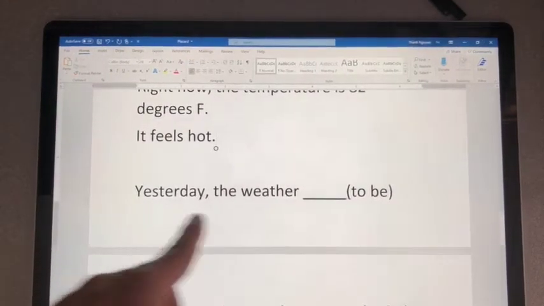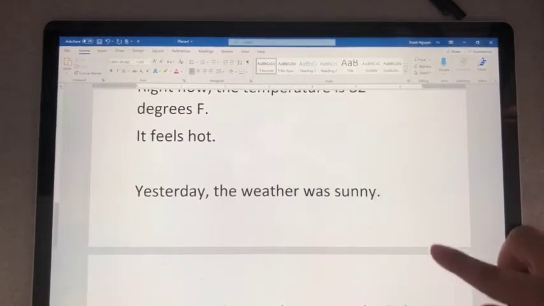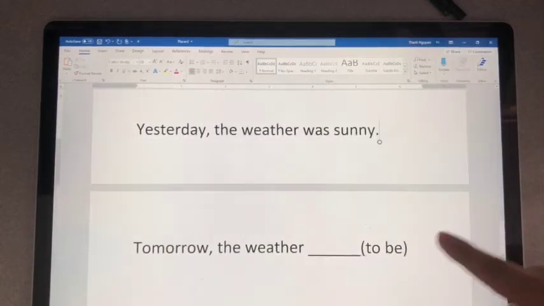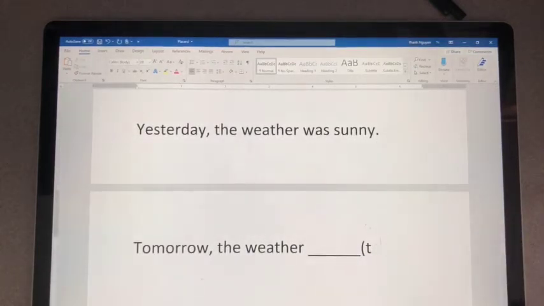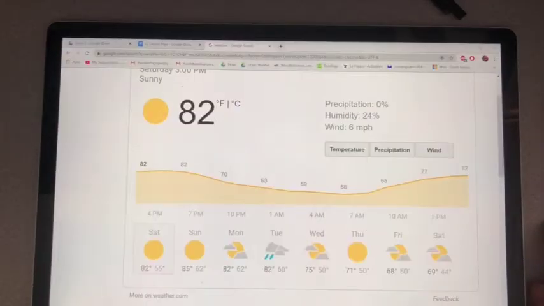Yesterday. Yesterday, we're talking about the past. We say yesterday, the weather was. Yesterday, the weather was sunny. Tomorrow. Tomorrow, we are talking about the future. Tomorrow, the weather will be. Today is Saturday. Tomorrow is Sunday. Tomorrow, the weather will be sunny.